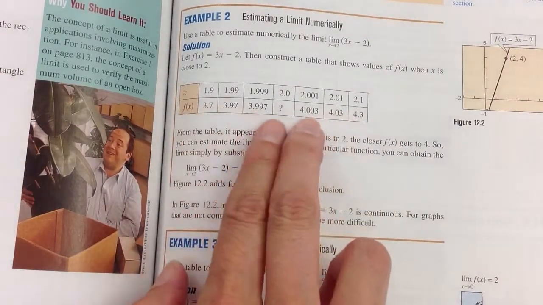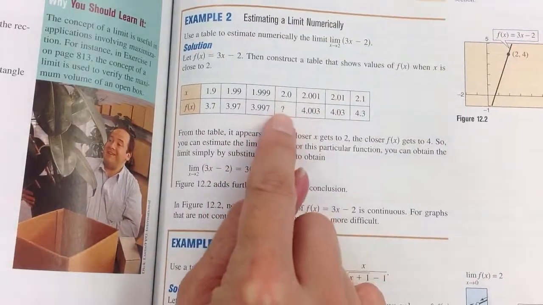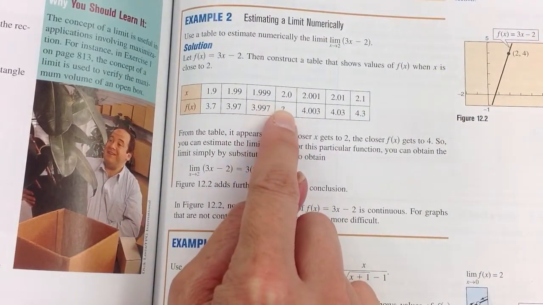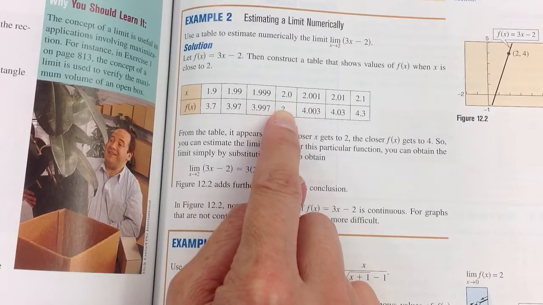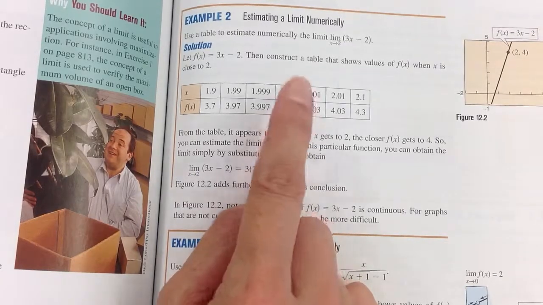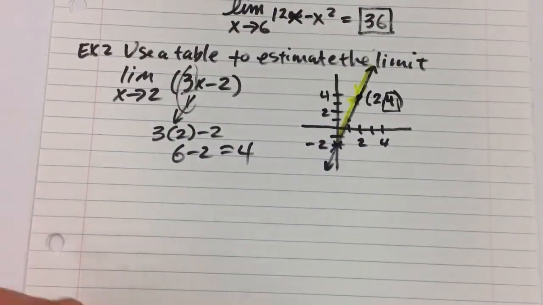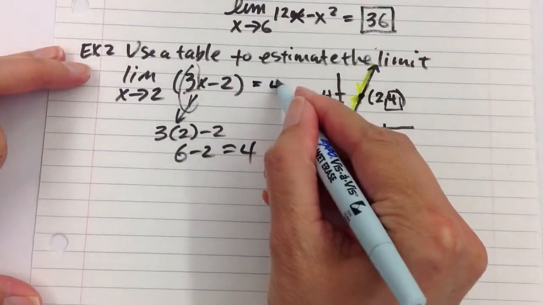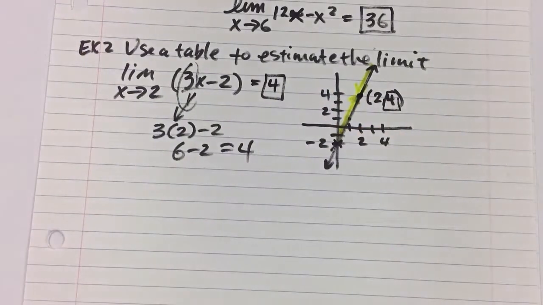So if these numbers are both approaching 4, then our limit is whatever number we plug in when we get 2. When we plug in 2 is 4. So that is our limit. Our limit is 4. Okay? So, yeah, that's easy enough. The limit is 4. So you just plug it in.